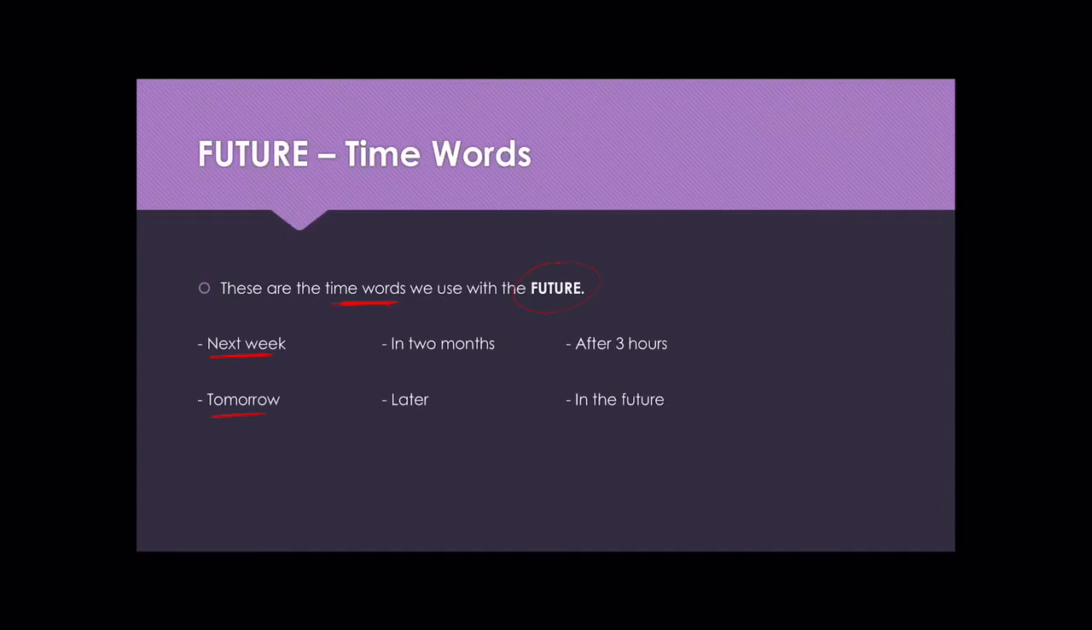Next week, tomorrow, in 2 weeks, in 2 months, in 2 years, later, after 3 hours, in the future. You can also have extra ones like tonight, this afternoon. There's many different words we can use when talking about the future. We just have to make sure that we use a future time word when we're doing it.